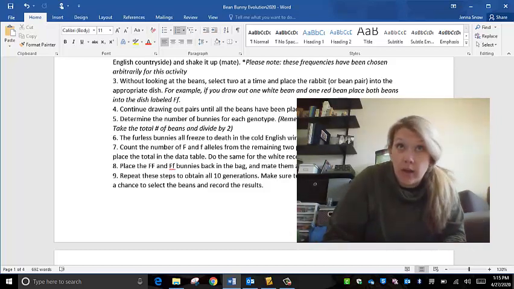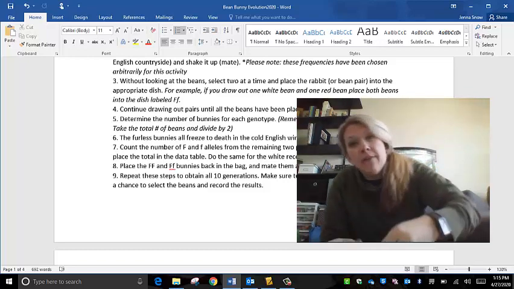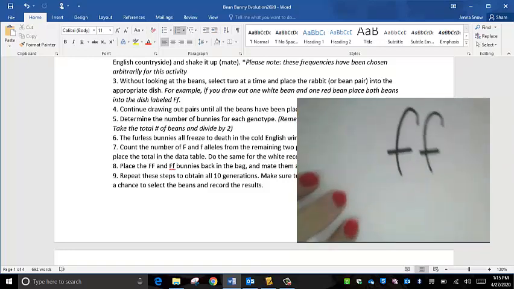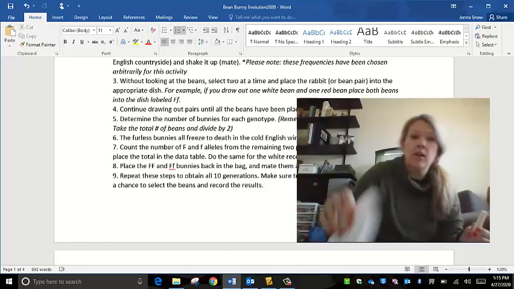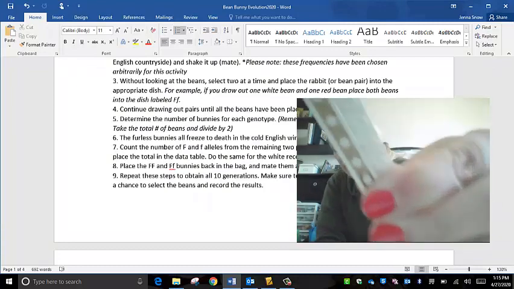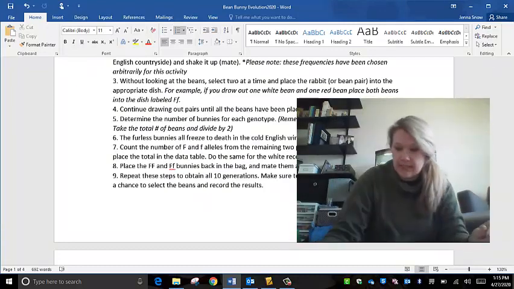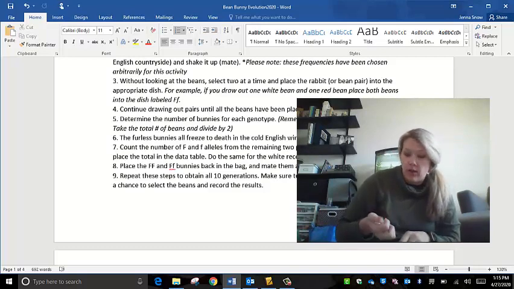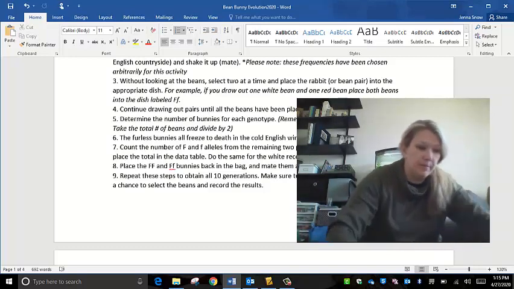Again, I'm not going to look while I draw them out. But hey, look, I got 2 white ones. That means that I would put them on my double recessive. 2 white alleles means that this bunny is furless. So I'm going to put this on my double recessive. And I'm going to keep going until I've gotten all of them drawn out.